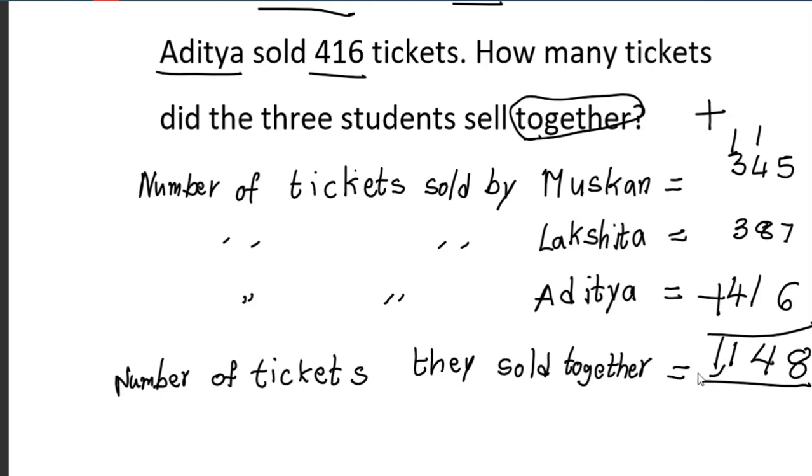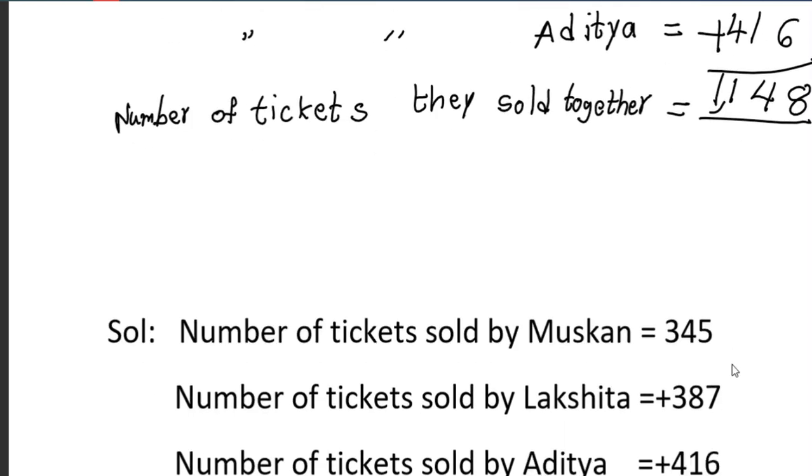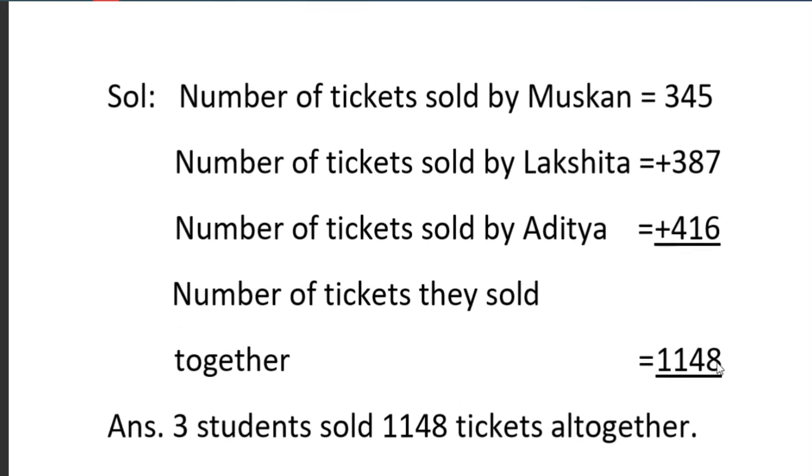So what is the number? 1148 tickets. How many tickets did these three students sell? 1148 tickets. So 3 students sold 1148 tickets together. Okay children, copy the solution. Do you copy? Let's move to the third sum, children.